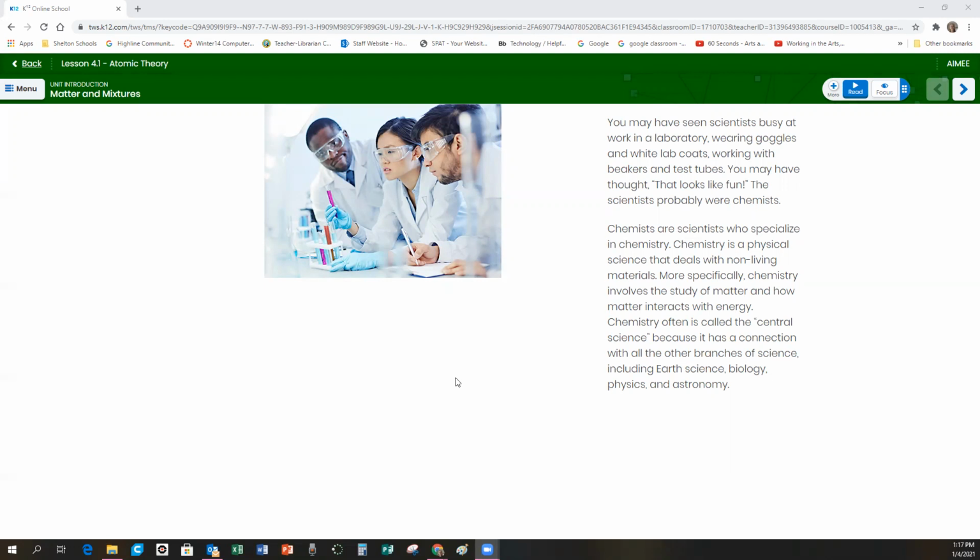4.1 Atomic Theory. You may have seen scientists busy at work in a laboratory wearing goggles and white lab coats, working with beakers and test tubes. You may have thought, that looks like fun. The scientists probably were chemists. Chemists are scientists who specialize in chemistry. Chemistry is a physical science that deals with non-living materials. More specifically, chemistry involves the study of matter and how matter interacts with energy. Chemistry often is called the central science because it has a connection with all the other branches of science, including earth science, biology, physics, and astronomy.